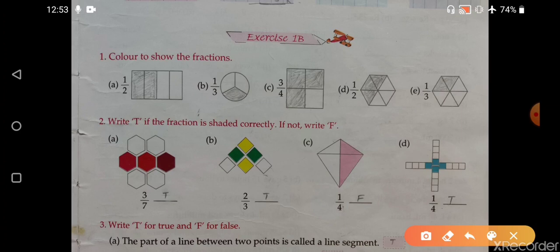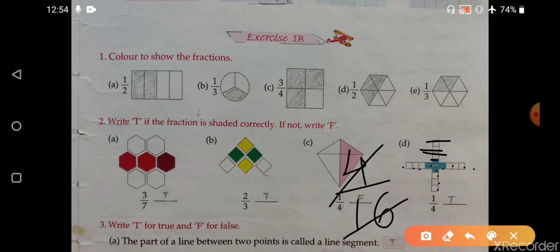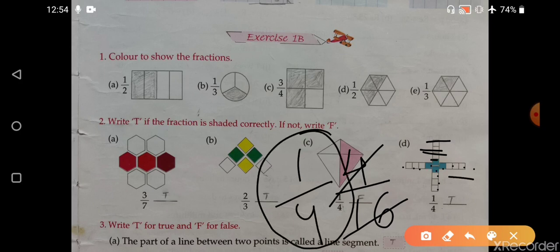Coming to the last one, how many total parts are there in the figure? 1, 2, 3, 4, 5, 6, 7, 8, 9, 10, 11, 12, 13, 14, 15, 16. And how many have they shaded? 4. So the total is 16 and they have shaded 4. 4 fours are 16. So 1 upon 4 is the fraction. Similarly, here also they have written 1 upon 4.